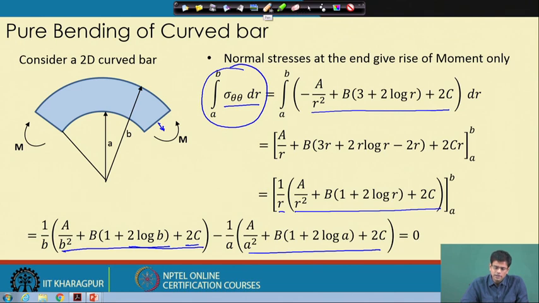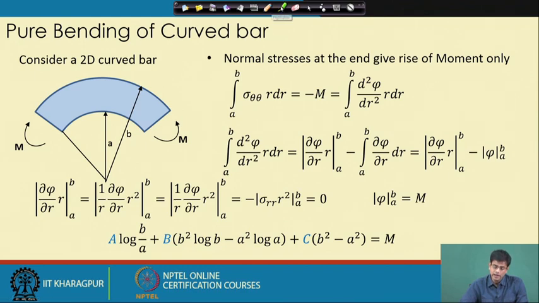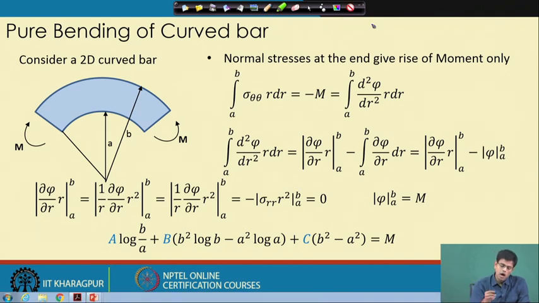So, that means we need to satisfy the other condition now. Normal stresses give rise to a moment only. There is no normal force; the normal force we have checked, it does not give any. So, our next boundary condition is that normal stresses at the end give rise to moment only. So, if I now integrate sigma theta theta r dr, it is equal to M.